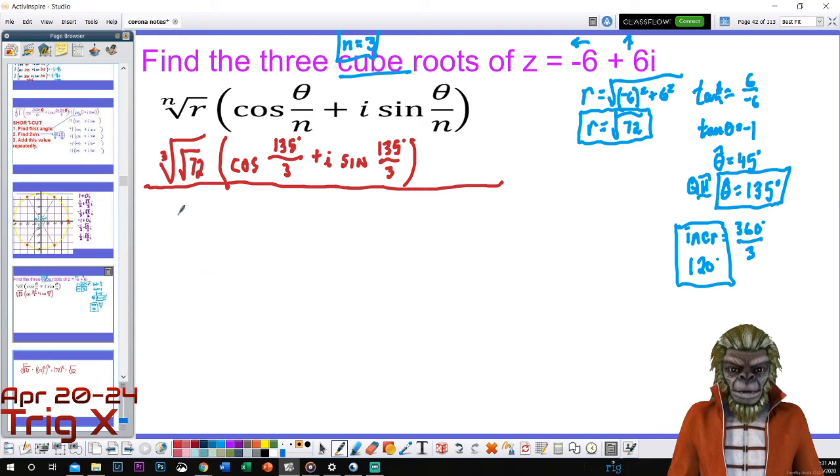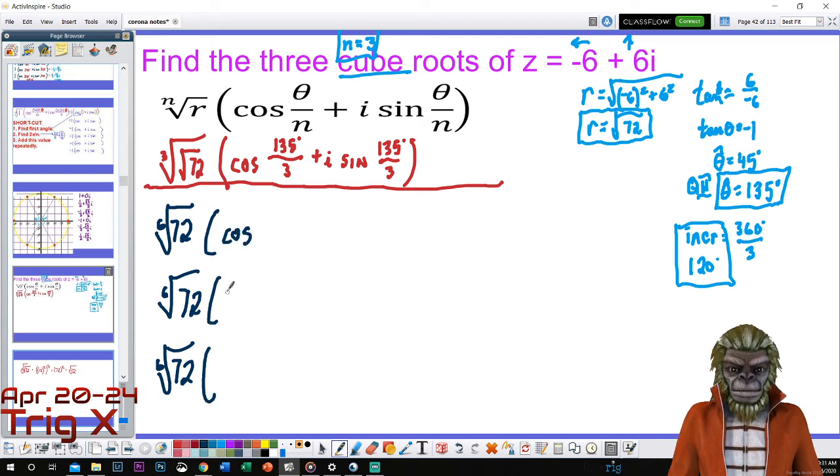Now I'm going for my 3 answers. So this is the 6th root of 72. I'm going to write this 3 times because this was cubes. Even though this is the 6 here, doesn't matter to me. All I care about is what n equals. So since n equals 3, write it 3 times. Draw your little parentheses, cosine, and plus i sine.